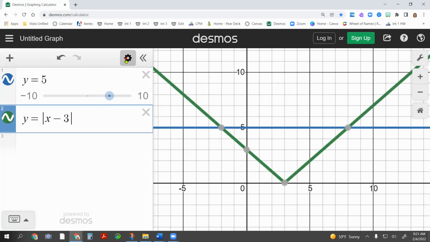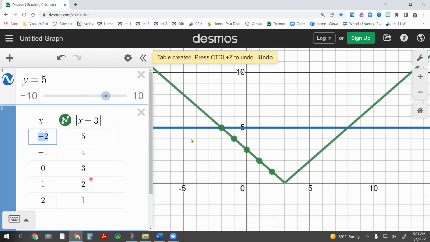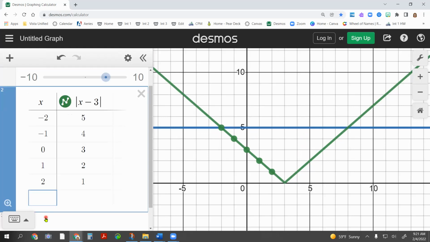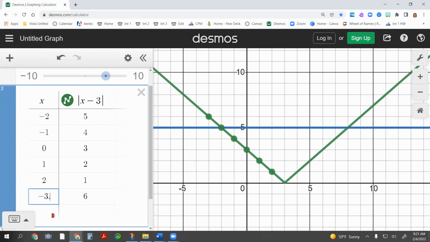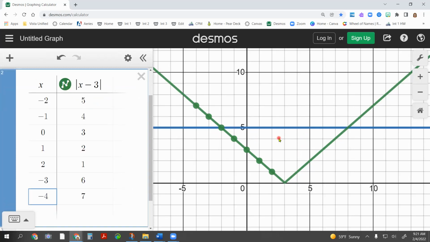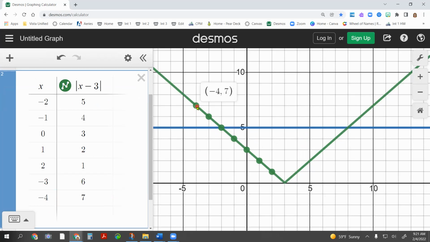So if I was to put a table in here of points, let me get some that go beyond this. Let me put in like a -3 and a -4. So at -4, if I plugged it in, I would have gotten a 7 out. I want it greater than 5, so that works. My -3 would have given me a 6 back. But I don't even care what the value is. I just know it would have been bigger than 5. Why? Because it's above the line.